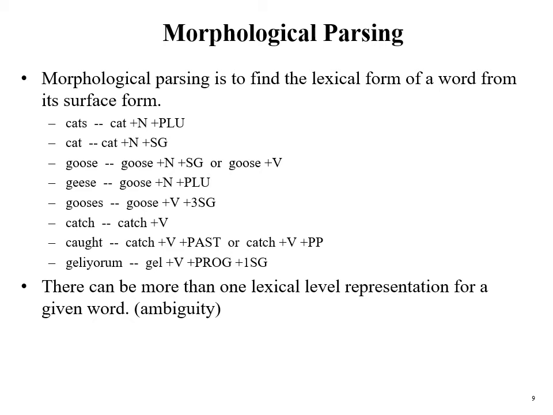You can use cat; cat is a noun and it is in singular form. Goose is a noun and it is singular, or you can say that goose is a noun or a verb. You can use goose as a noun as well as a verb. If you want to use it as a noun, you write goose plus noun plus singular, or if you want to use it as a verb, you use goose plus verb. Geese is the plural form of goose.